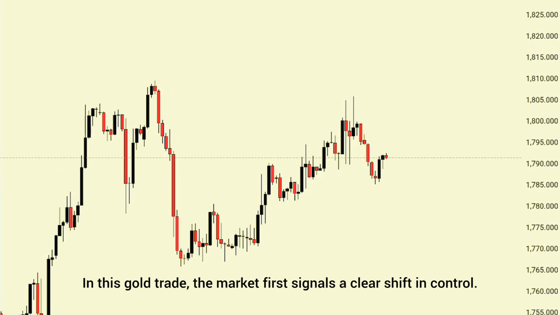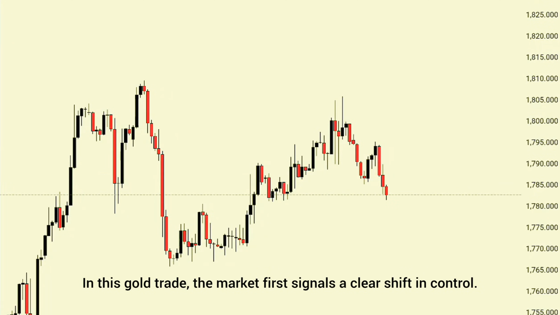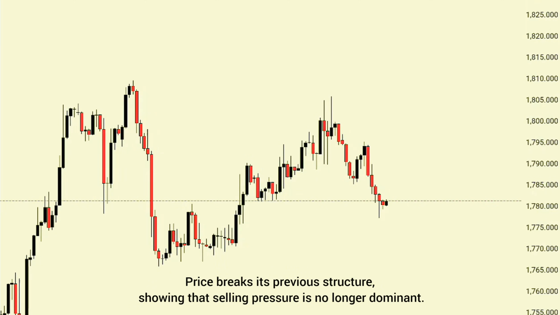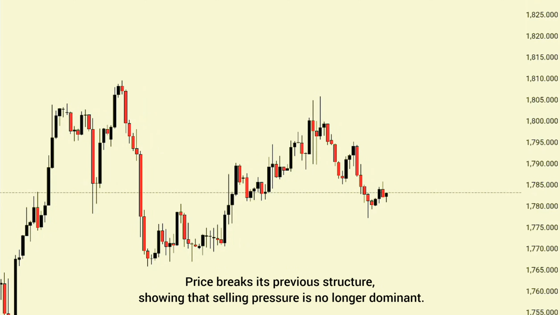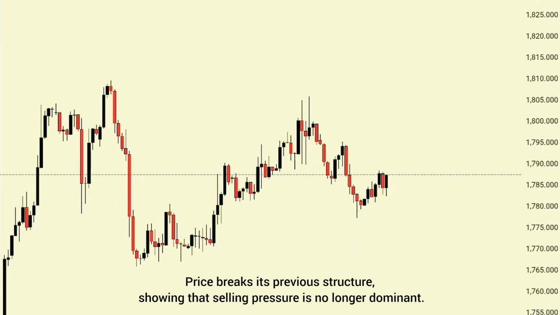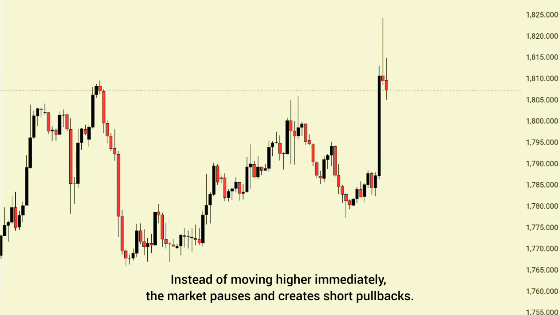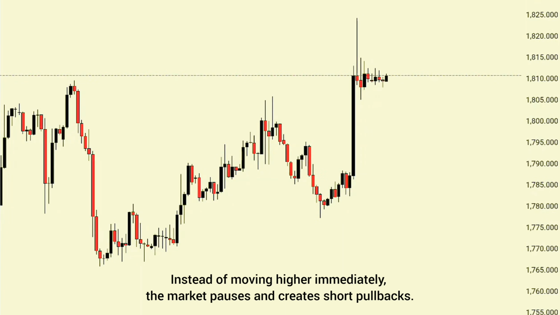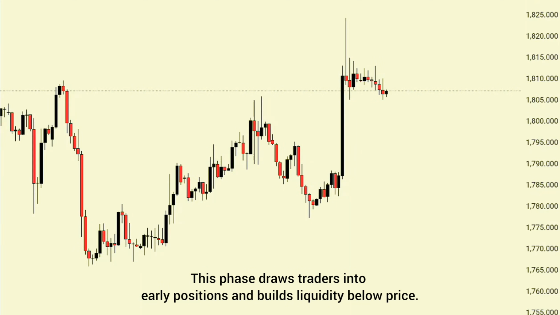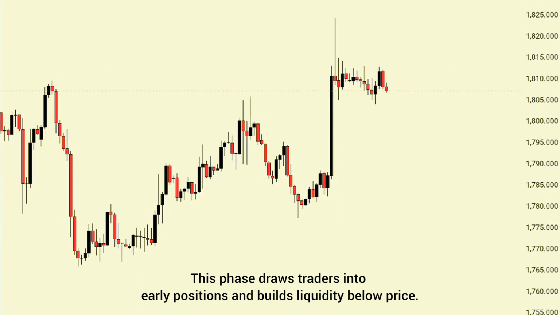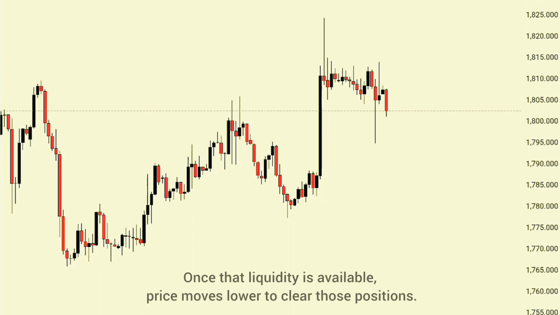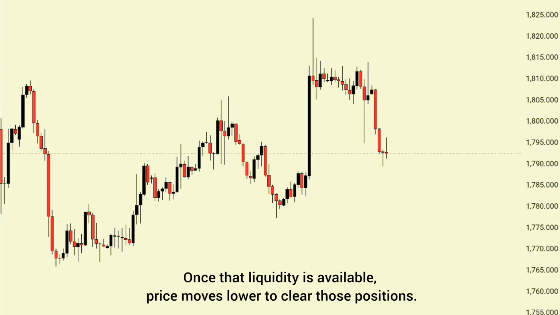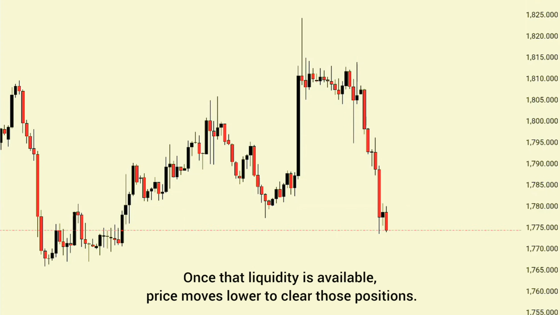In this gold trade, the market first signals a clear shift in control. Price breaks its previous structure, showing that selling pressure is no longer dominant. Instead of moving higher immediately, the market pauses and creates short pullbacks. This phase draws traders into early positions and builds liquidity below price. Once that liquidity is available, price moves lower to clear those positions.